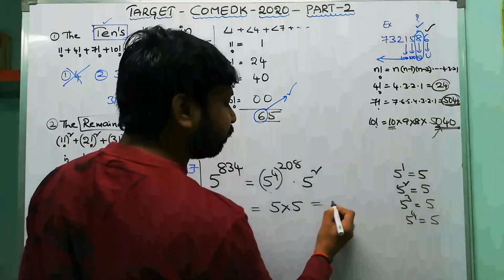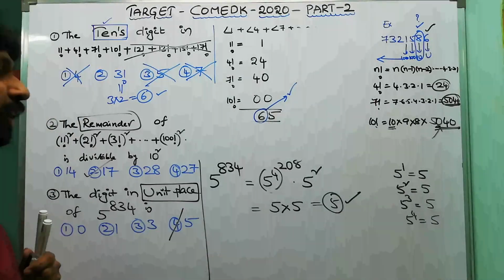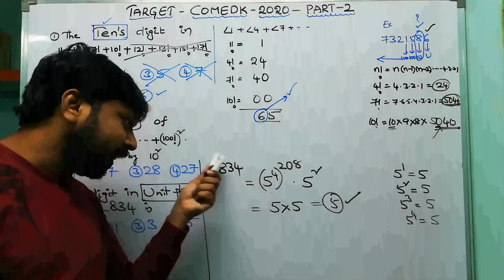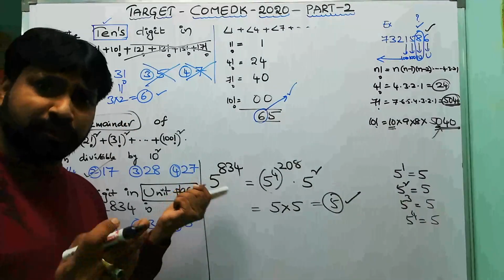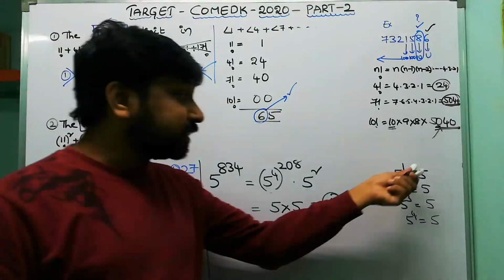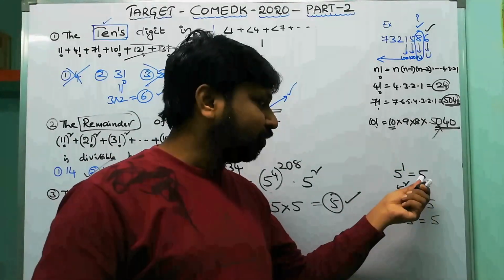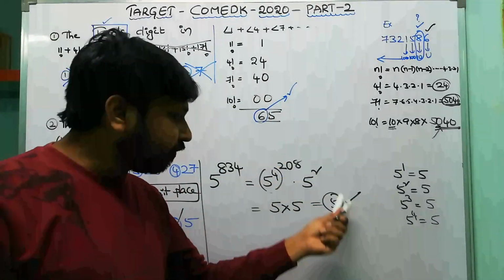So that's what, only the units place, friends. The units place is 5, the correct answer. Of course, you can write directly here 5^8 = 34. Why? Because 5 to whatever power, you can write the units digit directly as 5. But if different values like 5, 3, 2, 1 come, then to do the sum we should go with this kind of approach.